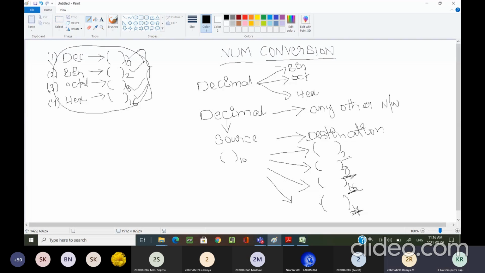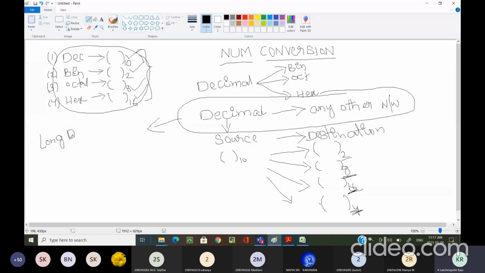Yes, sir. Now, while converting decimal to any other number system, please remember, the procedure we follow is long division. Generally, when we are in primary school, we follow this long division procedure.